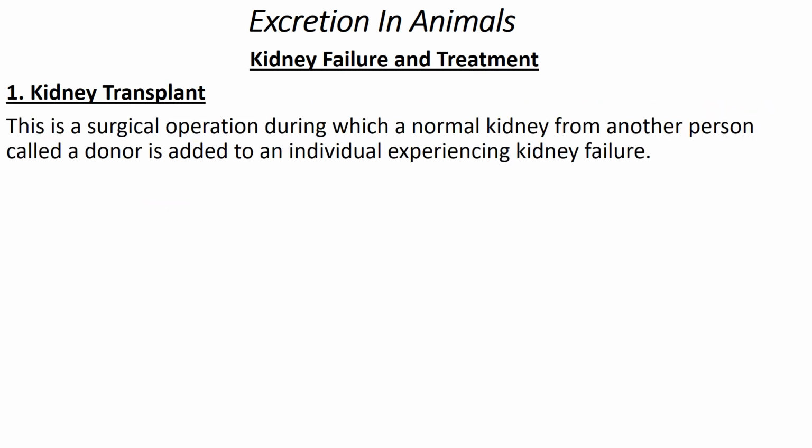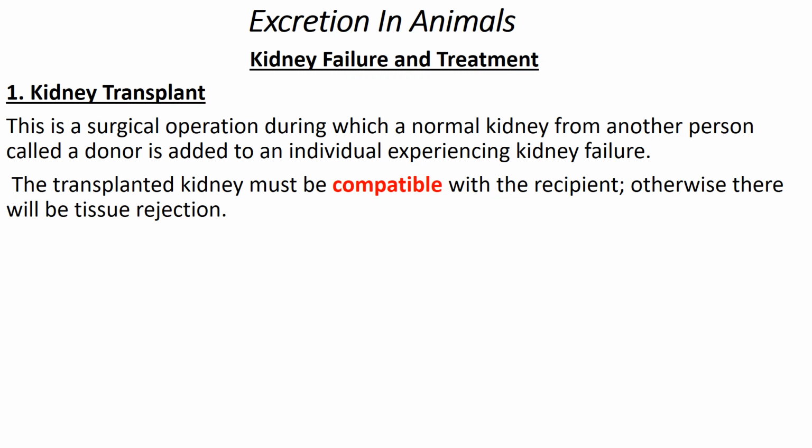So kidney transplant is just a surgical operation during which a normal kidney from another person called a donor is added to an individual called a recipient experiencing kidney failure. Just like we discussed on blood transfusion, two bloods, that is the blood of a donor and that of a recipient, must be compatible. So even for kidneys, the same is true. Otherwise, if the kidney of the donor and that of the recipient are not compatible, then what is called tissue rejection is going to occur, which is very bad.